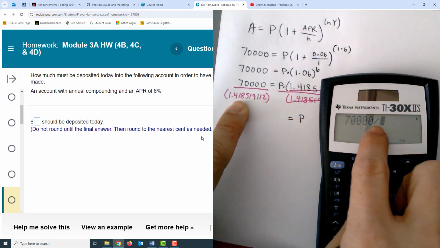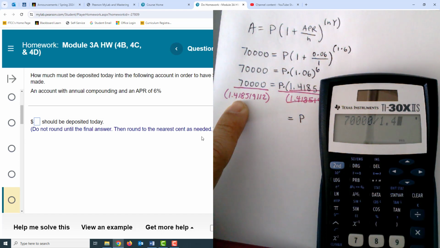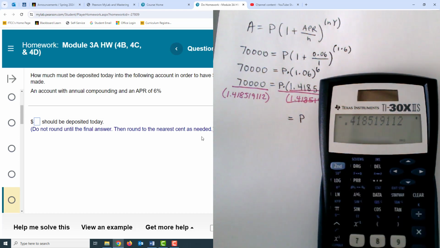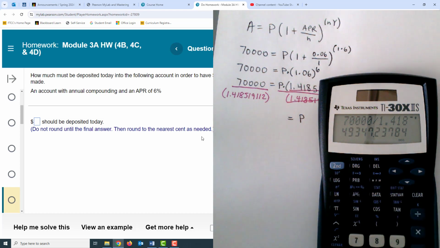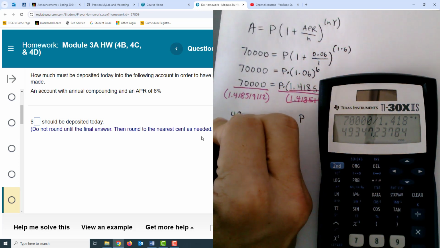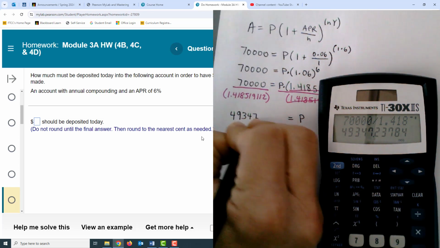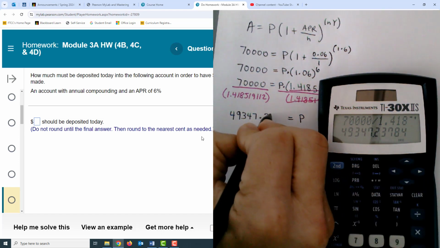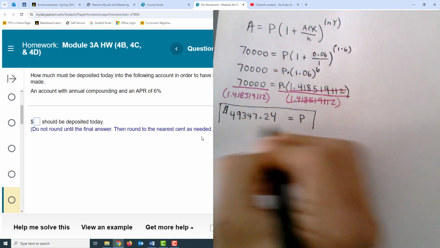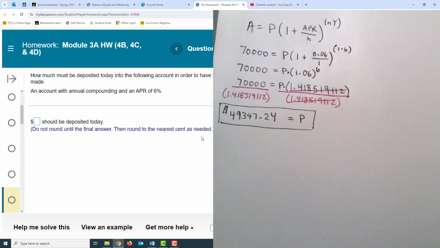Now, if you want, I suggest doing it like I'm showing you here, but if you're very familiar with your calculator and you know how to use parentheses properly, then you could do this in a little less work. But to be careful, I would highly suggest doing it this way. Round that to the nearest cent. So you're going to have to invest $49,347.24 in order to have 70,000 by the end of that 6-year period.